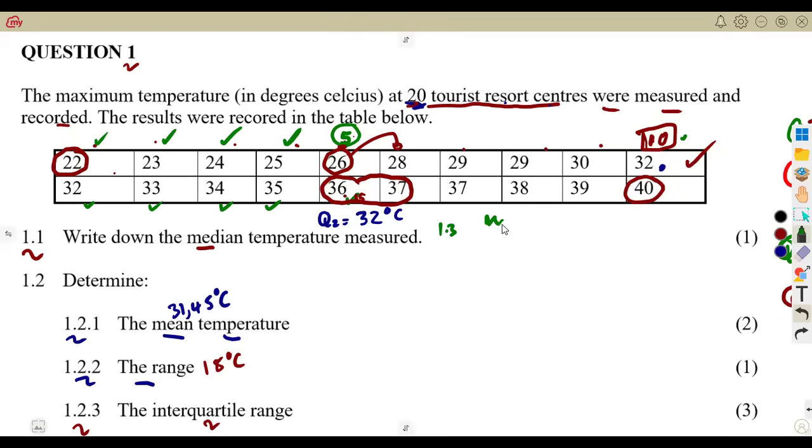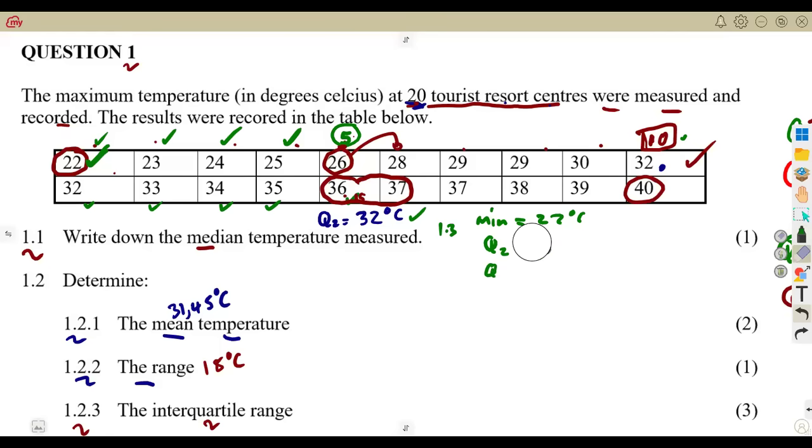We need the 5-number summary, the minimum value. Remember that. The minimum value is needed, whereby the minimum, we can see it from our table. This is the first value that we are given, which is 22. We need the median, which is our Q2. Remember the median, we calculated this. We got 32.